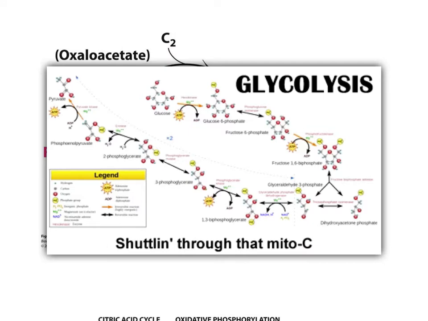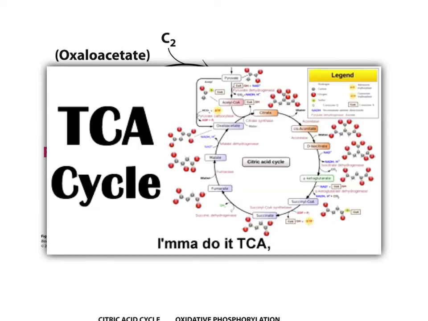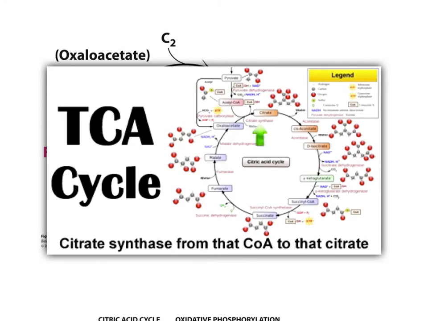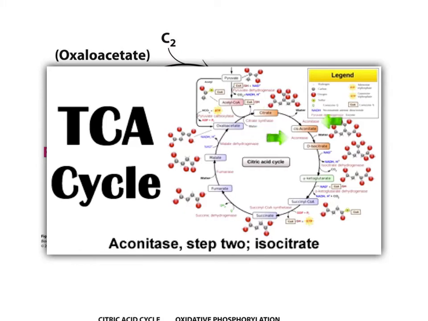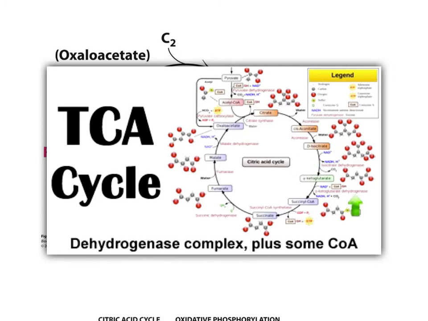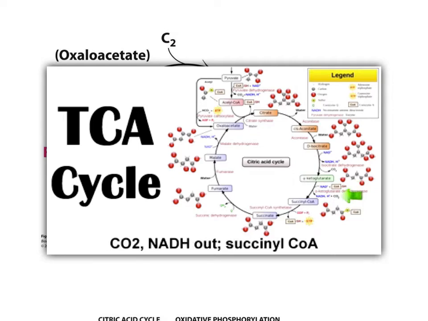Shuttling through that mitochondria like nobody's business. What you know about oxidation? I'ma do with TCA. No, for real, moving on. Can I have some acetyl-CoA? Citrate synthase from oxaloacetate to that citrate. Aconitase, step 2, isocitrate. I had some NAD+, I used some NAD+. I made some NADH and alpha-ketoglutarate. Dehydrogenase complex, put some CoA. CO2, NADH out, succinyl-CoA. Then I take that GDP, add a P. Hold on, wait. People be like, ah, he got the succinate.